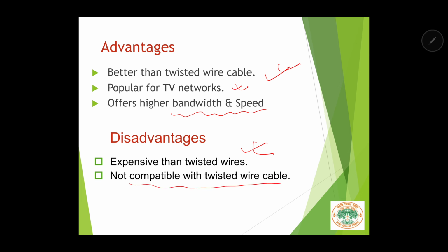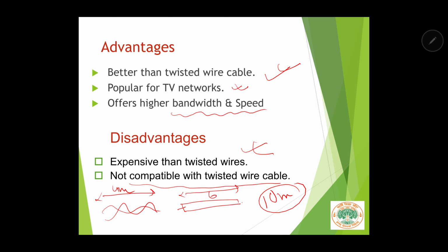Not compatible with twisted pair cable means, suppose we have a twisted pair cable and a coaxial cable. Let's say our total length of requirement is 10 meter, and if I have 4 meter of twisted pair cable and let's say 6 meter of coaxial cable, and if you are thinking of joining these two types of cable, then it is not possible. The entire length should be made only with coaxial cable.